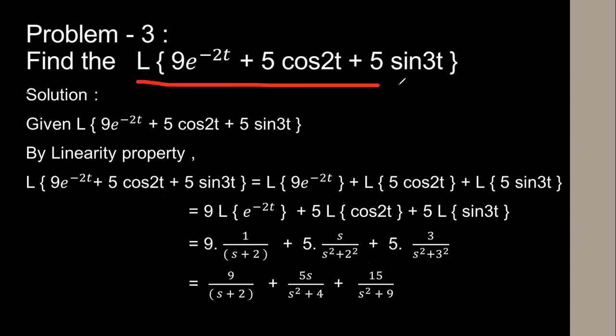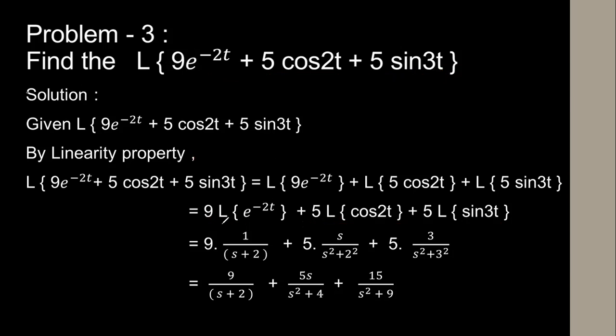Find the Laplace transform of this function. So we have to apply the linearity property: Laplace transform of the first function, Laplace transform of the second function, and Laplace transform of the third function. Okay. Whatever constant is multiplied to that function can be taken outside. The Laplace transform of the first function plus pi into Laplace transform of the second function plus pi into Laplace transform of the third function.